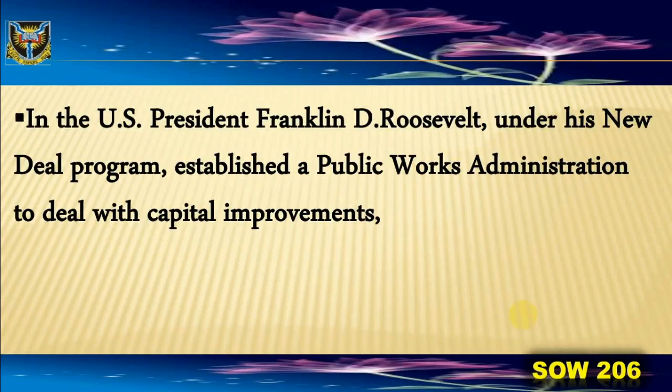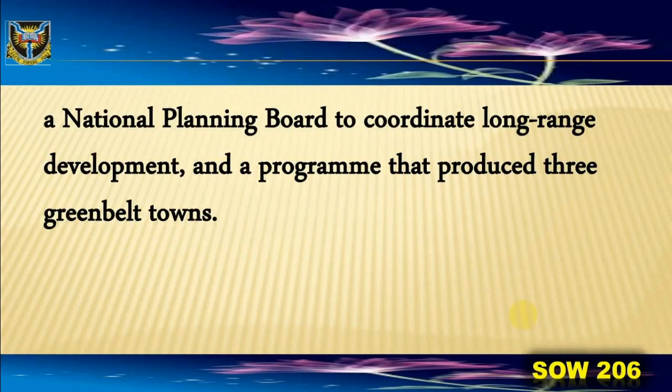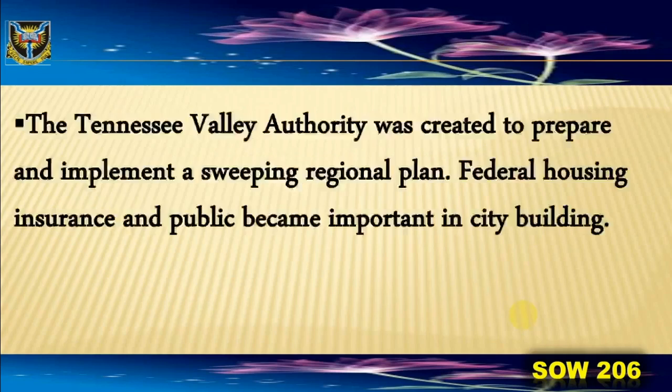In the US, President Franklin D. Roosevelt, under his New Deal program, established a Public Works Administration to deal with capital improvements, a national planning board to coordinate long-range development, and a program that produced 3 Greenbelt towns. The Tennessee Valley Authority was created to prepare and implement a sweeping regional plan. Federal housing insurance and public housing became important in city building.